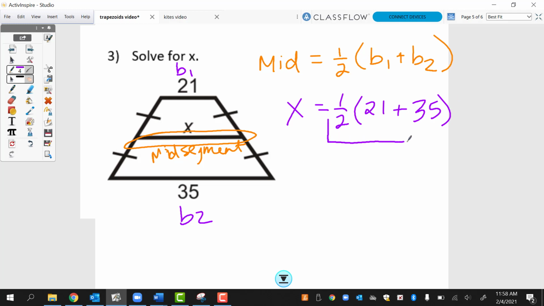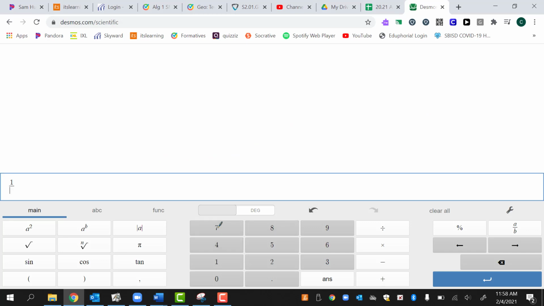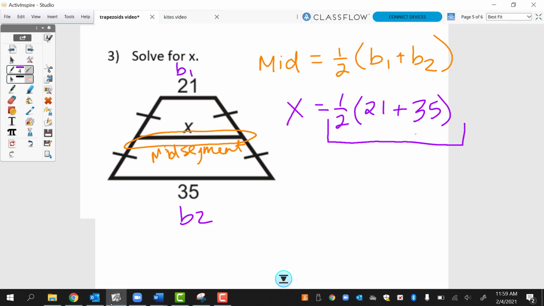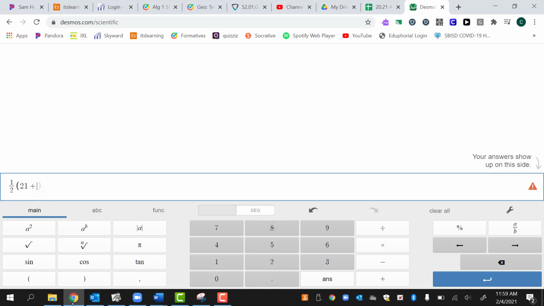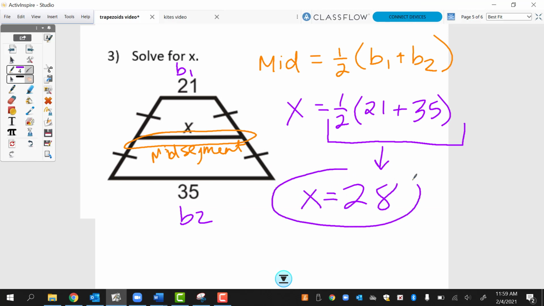Now, since this entire side of the equation is numbers, I can type all of that into Desmos at the same time. So here we go. In Desmos, we're doing 1/2, then parentheses, 21 plus 35, close parentheses. Is 28. We just type that in the calculator and we get 28 equals X. So that is the length of my mid-segment.